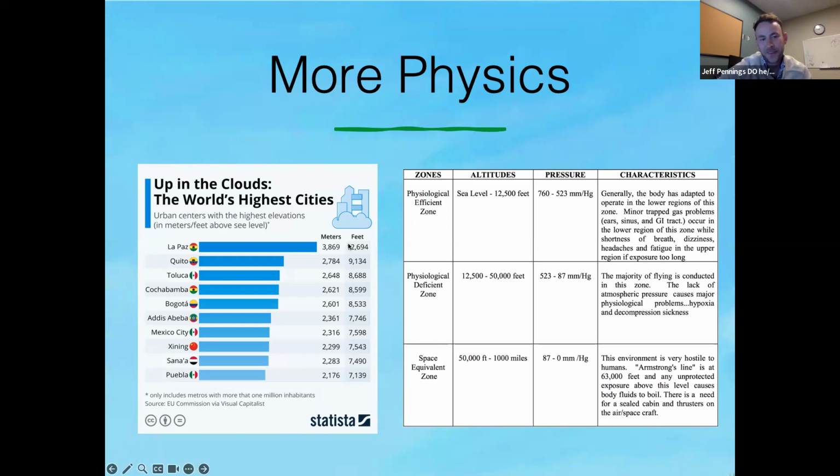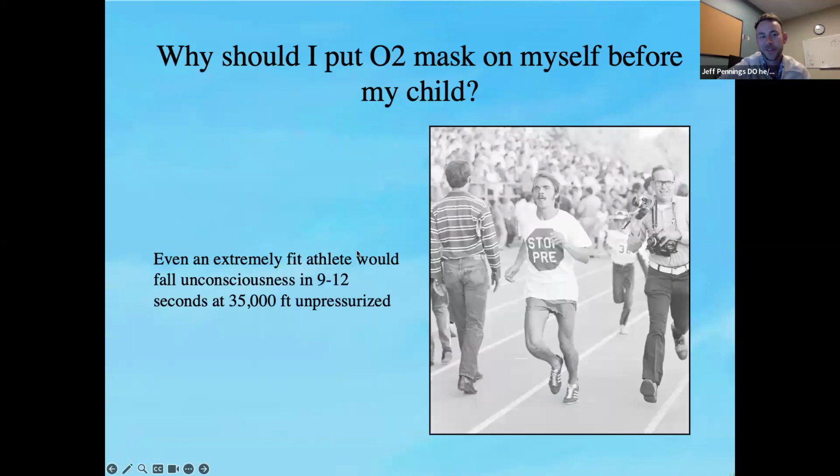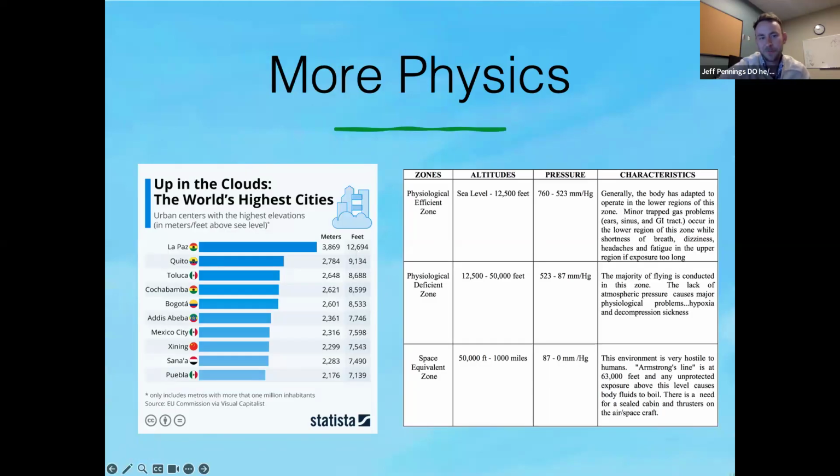And there are actually a few other settlements that are near 15 to 16,000 feet. But again, a majority of people are living under 12,500 feet. As you get nearer and nearer to 12,500 feet, that's when you are more likely to see minor issues with trapped gas, whether it's causing ear and sinus issues like we discussed, or GI tract issues.